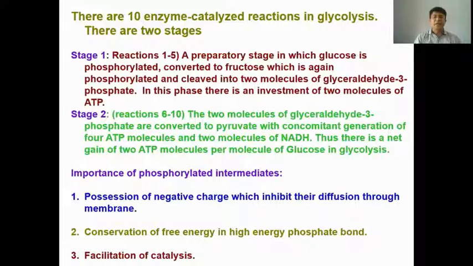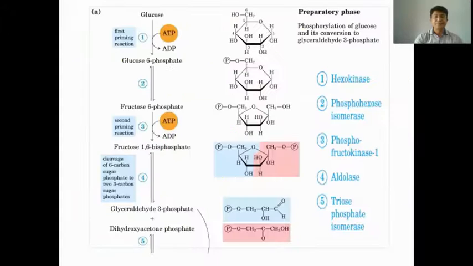Importance of phosphorylated intermediates: this is very important because the attachment of a phosphate group imparts a negative charge which inhibits the diffusion of the metabolites through the membrane. It also serves for the conservation of free energy in a high energy phosphate bond, and the attachment of the phosphate group facilitates the catalysis of the metabolites.